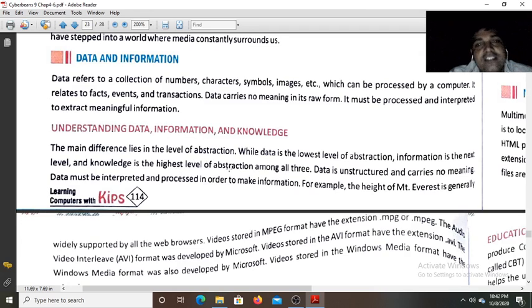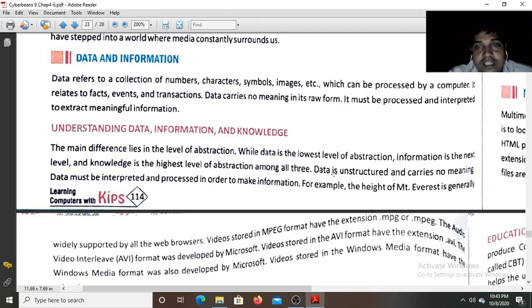And knowledge is the highest level of abstraction among all the three. Suppose a person is knowledgeable, and you ask him any question and he gives you the answer. How he has given the answer, how much he knows, that is the abstraction. You are only interested in the answer he gives to your question, but you do not know how much knowledge he has.